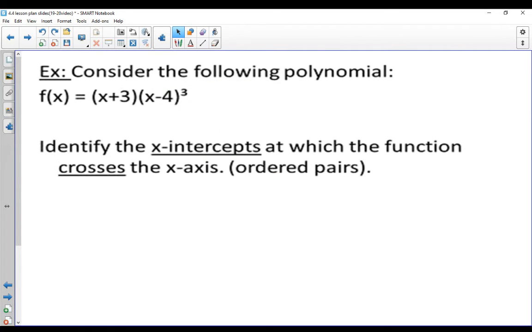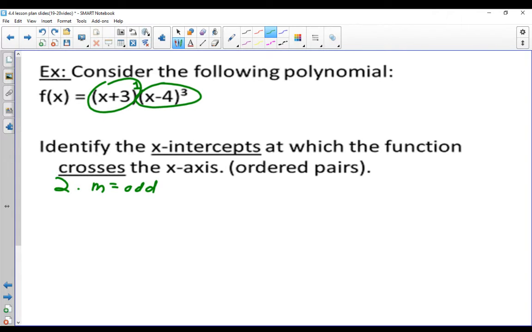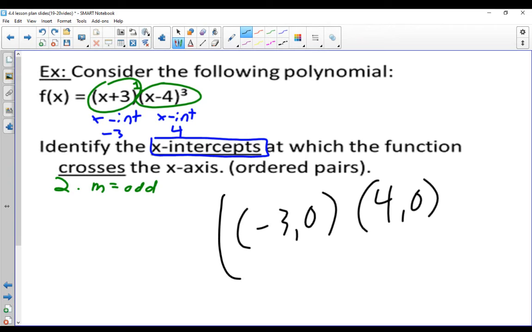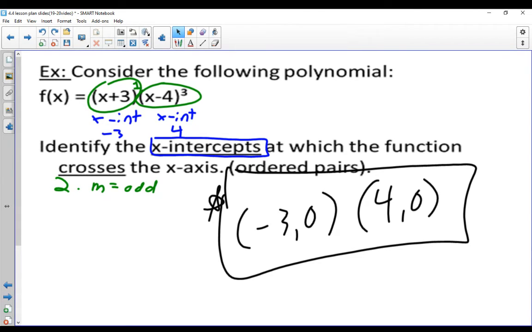Let's look at the next one. Same equation. Identify the x-intercepts at which the function crosses the x-axis. And if you look at crosses, that's key point number 2. What we're looking for is when the multiplicity m is odd. So let's take a look. Multiplicity of 1, that is odd. Multiplicity of 3, that is also odd. So we're going to look at both of those factors and find the x-intercepts. X-intercept of this one, -3. X-intercept of this one, +4. Those are your answers. Just make sure to type them in as ordered pairs. And you are done with that part.